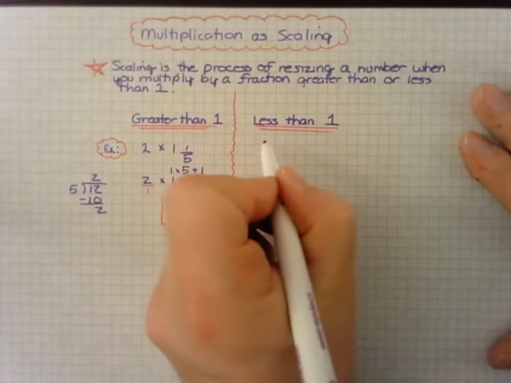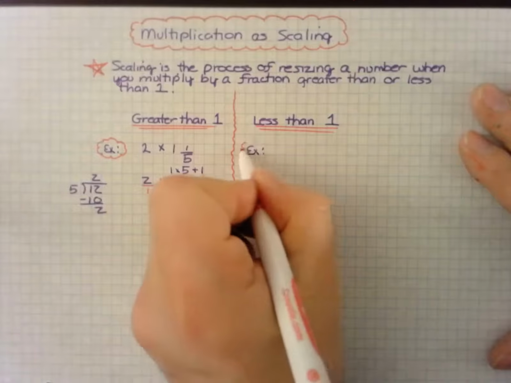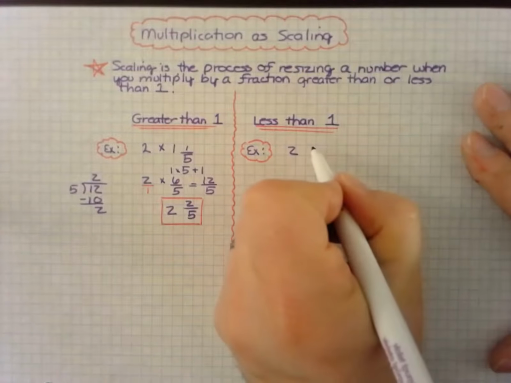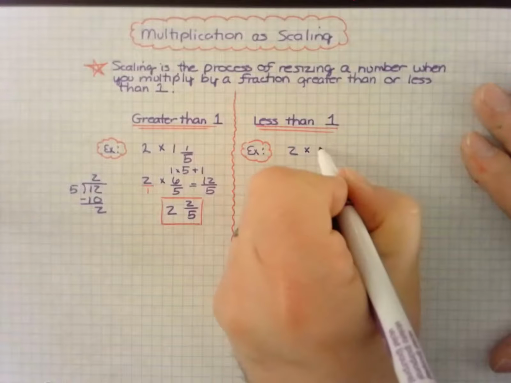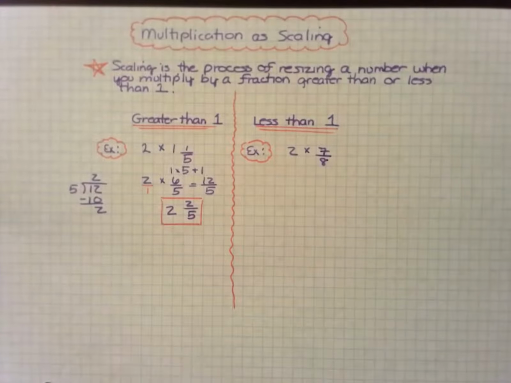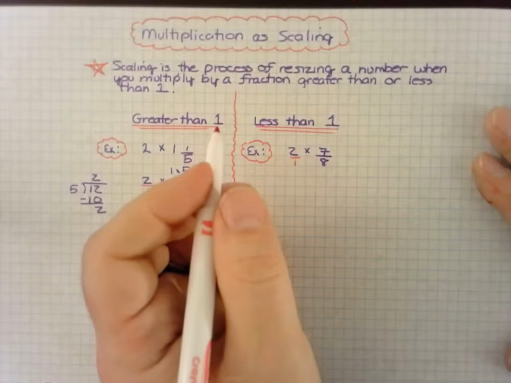So let's look at what happens if I multiply by a fraction that is less than 1. I'm going to use the same one, 2. And let's see what happens if I multiply by 7/8. 7/8 is not quite 1. It's less than 1 this time. So I'm going to go ahead and multiply across. The nice thing about this one is I can just put a placeholder, and I can simplify this first.